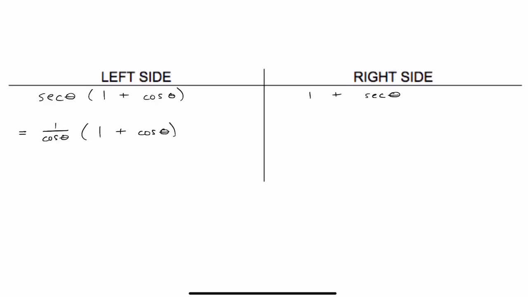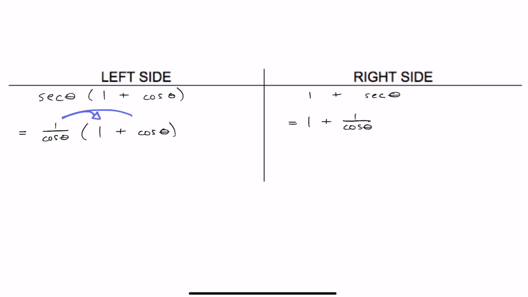So I'm just going to rewrite both sides, and wherever there's a secant, I'm going to change it to 1 over cos. So the left side becomes 1 over cos times 1 plus cos, and the right side becomes 1 plus 1 over cos. When I look at it now, I always think work on the side that's uglier, because there's always more to do. So to me, the left side's uglier, so I'm going to multiply that out.